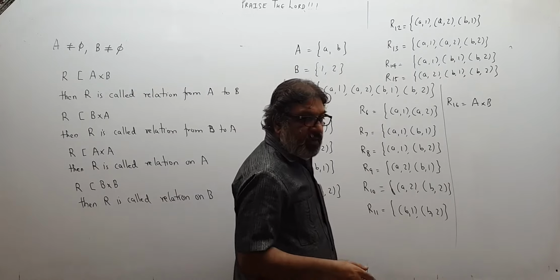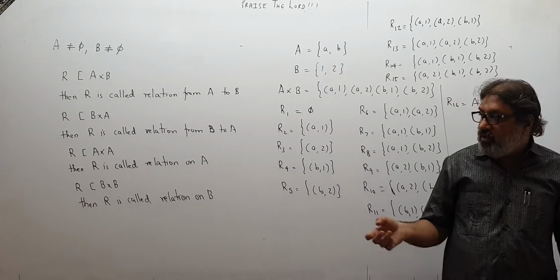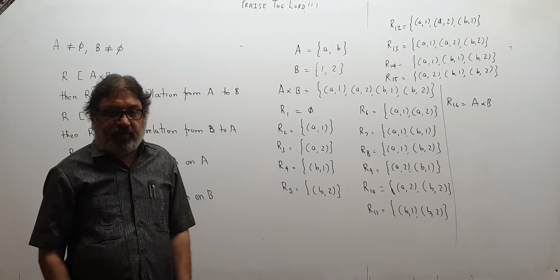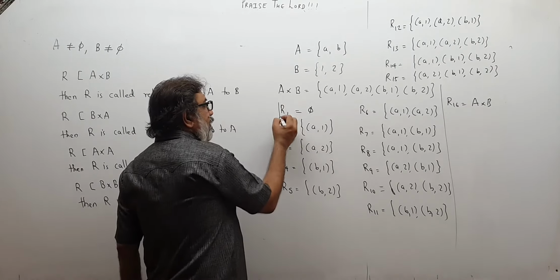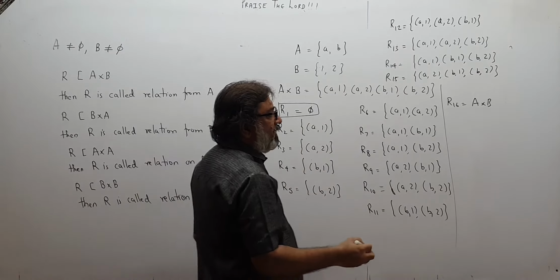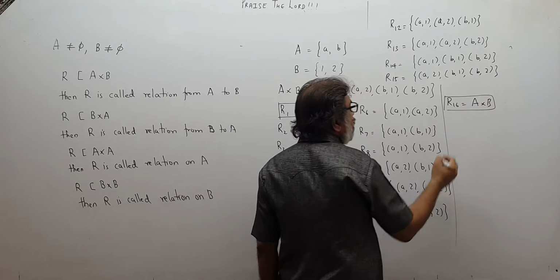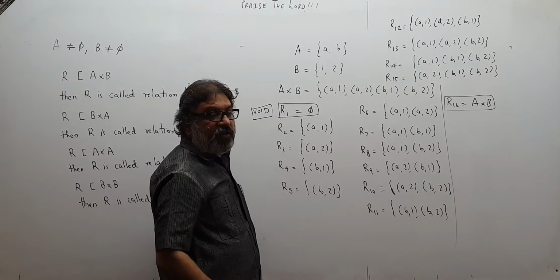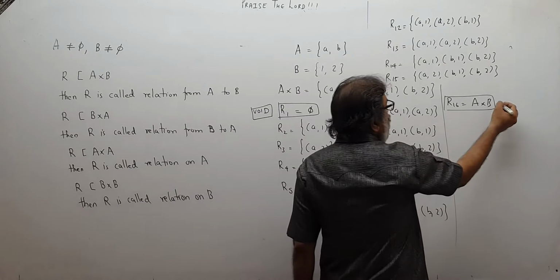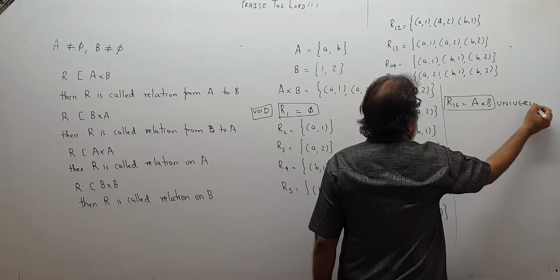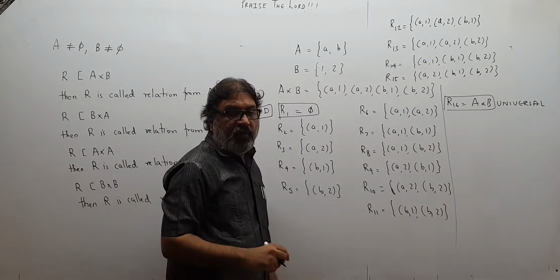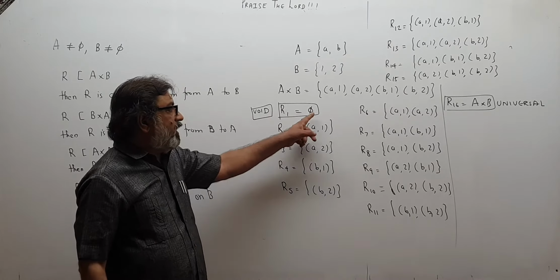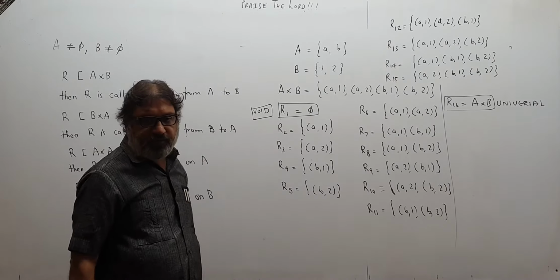First you find out A cross B and then you start constructing subsets. So each one subset will be called one relation. This is a typical relation and this is also a very special relation for us. This is called a void relation, or null relation, or empty relation. And this is called a universal relation. Universal because it contains all elements of A cross B. Therefore, full A cross B is called universal relation.